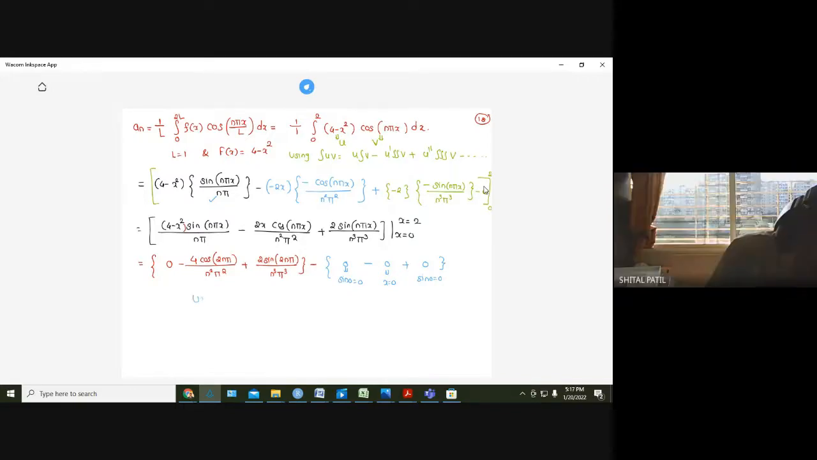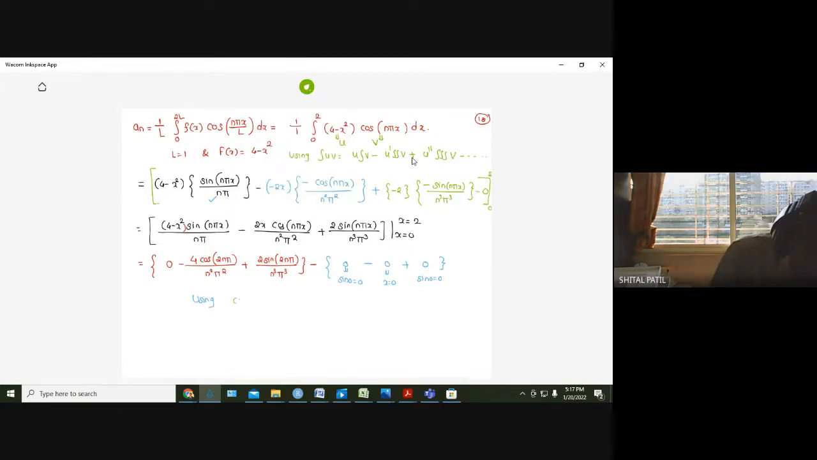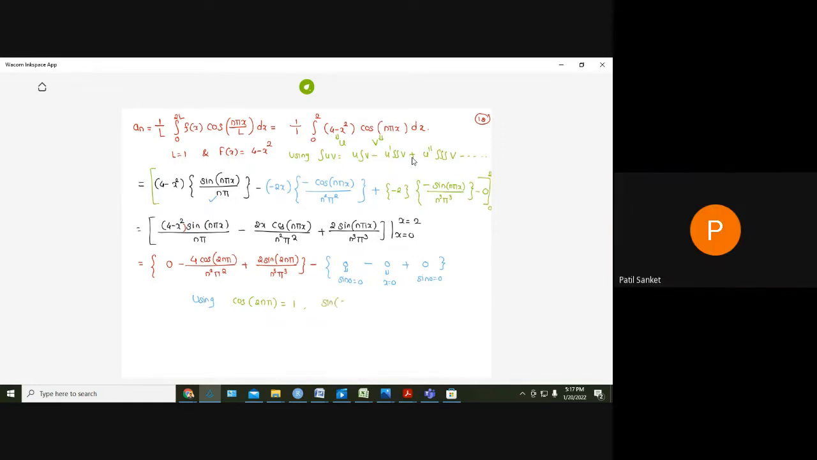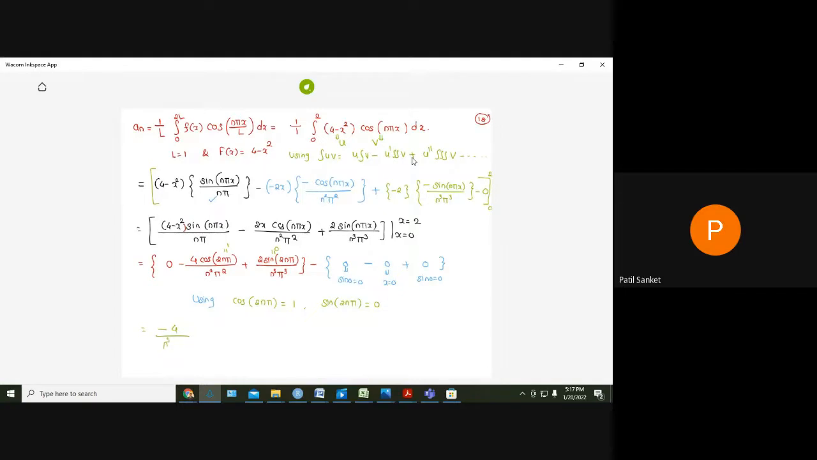Now using these formulas, I think we know them. Cos of 2n pi: take any natural number value of n, that is cos of 0, which is equal to 1. And sine of 2n pi, for any value of n, equals 0. So this is 0 and this is equal to 1. So only one term is remaining, and that is 4 divided by n square pi square.